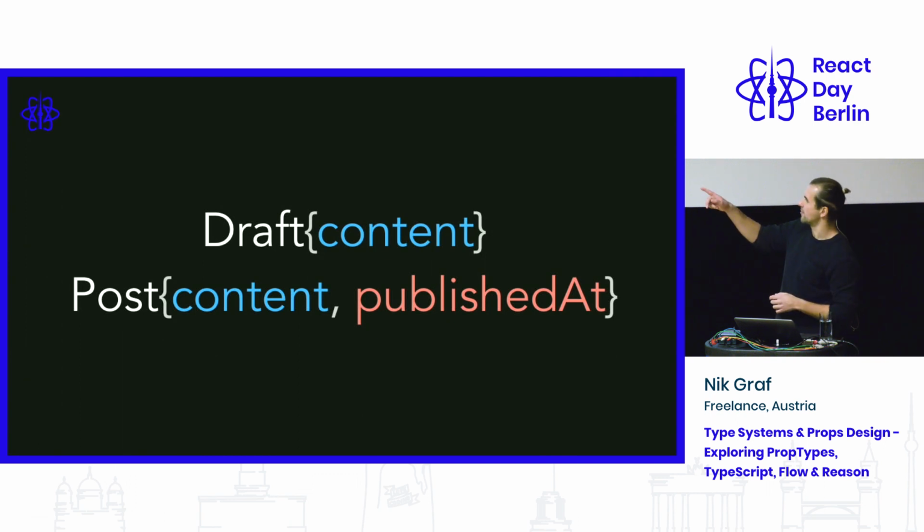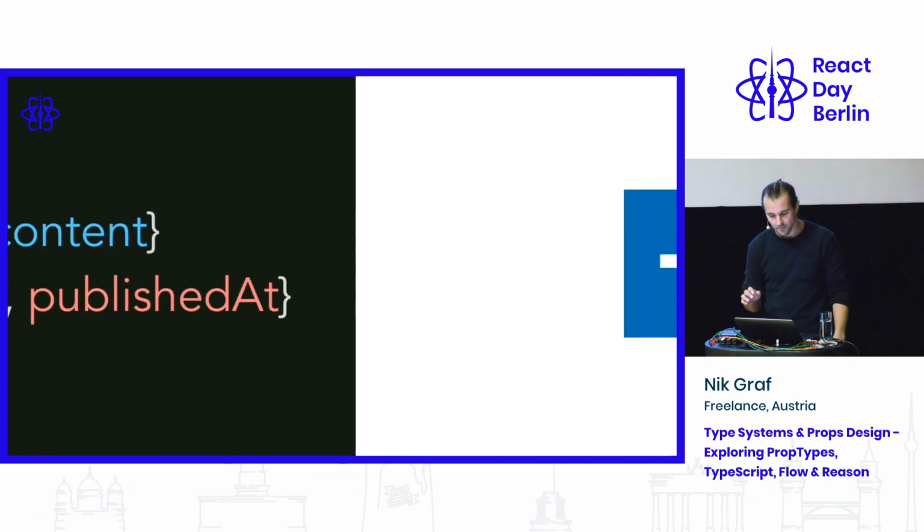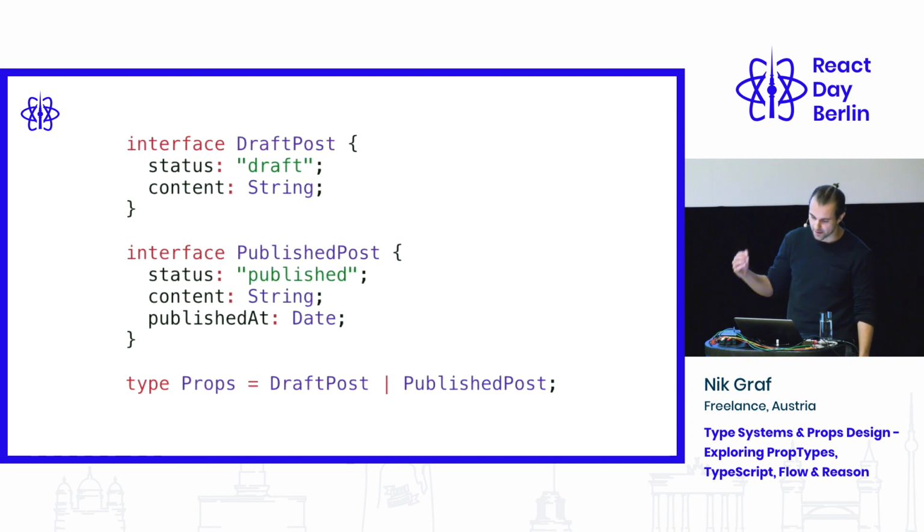Actually, this should be published, not post. That would make more sense. So content is always the same, a required string. That's an obvious type. But publishedAt only exists when it actually is a post. Yeah. So let's look at how we can do this with TypeScript.